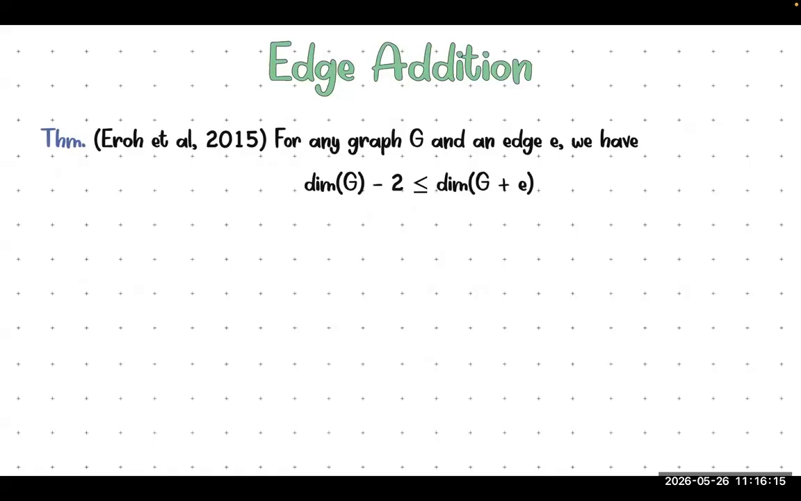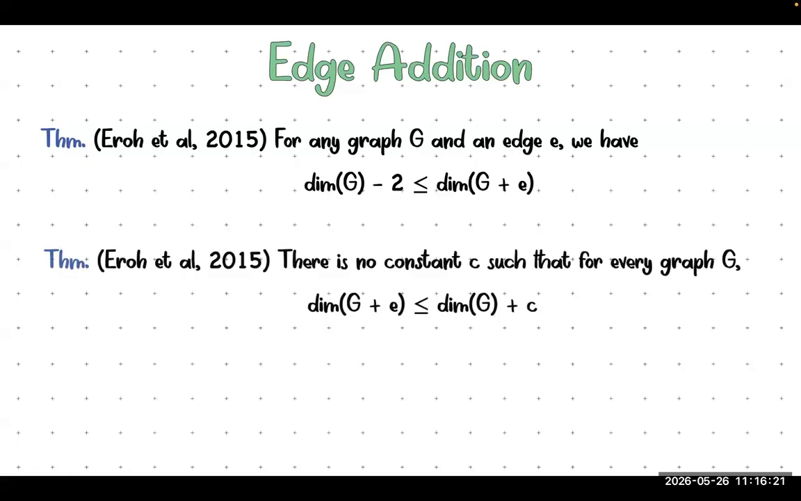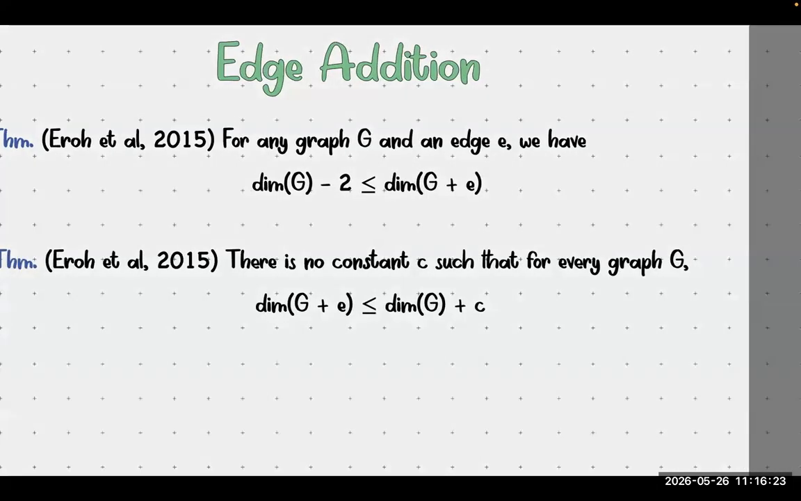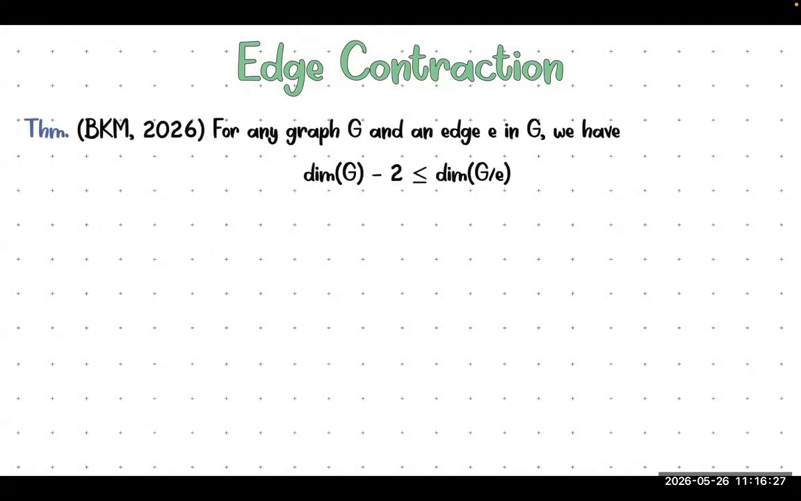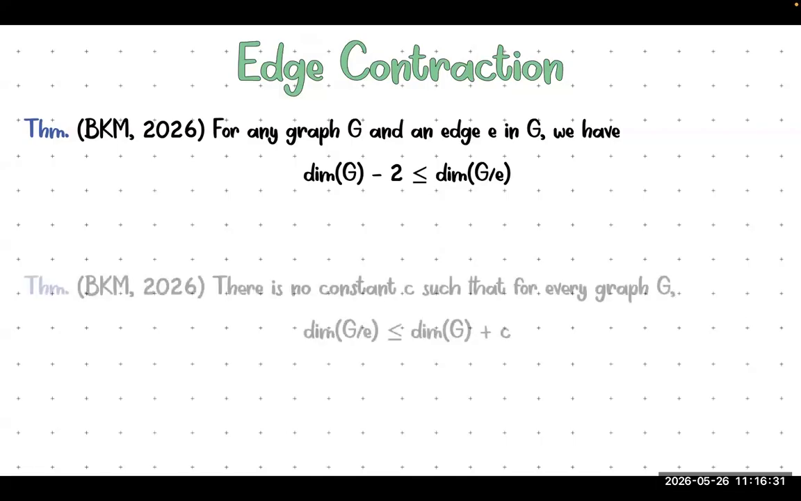For the edge addition, we do the inverse operation. So there's a lower bound, but there's no upper bound. Okay. What about for contraction? Well, we were able to show that, again, there's a lower bound, but there's no upper bound.